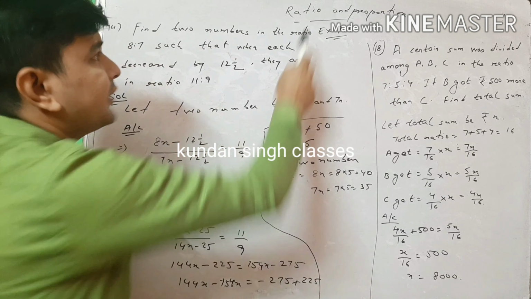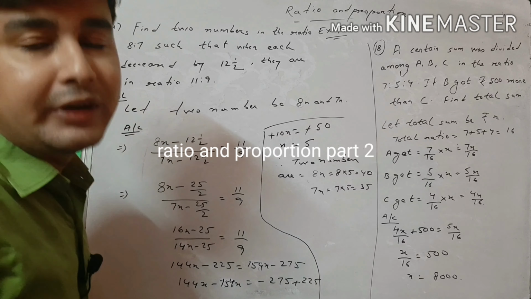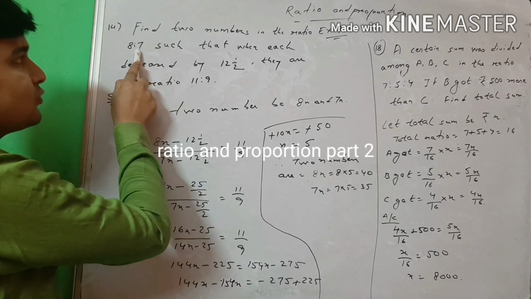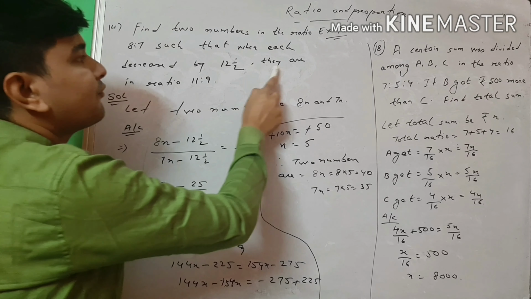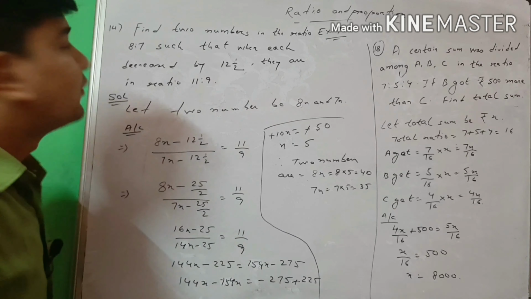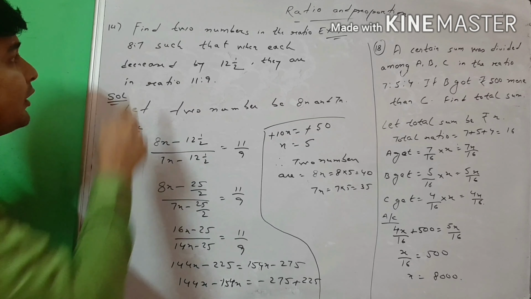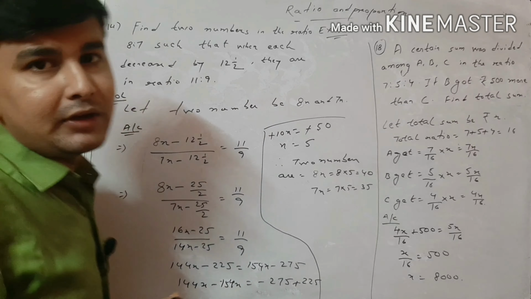Okay. Ratio and proportion, exercise 7.1, question number 14. First of all, we read the question. Find two numbers in the ratio 8:7 such that when each is decreased by 12 and a half, they are in the ratio 11:9. What is the question? Two numbers are given in the ratio 8:7. When each one is decreased by 12 and a half, they convert to the ratio 11:9.